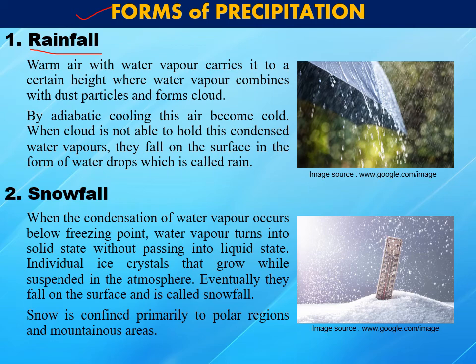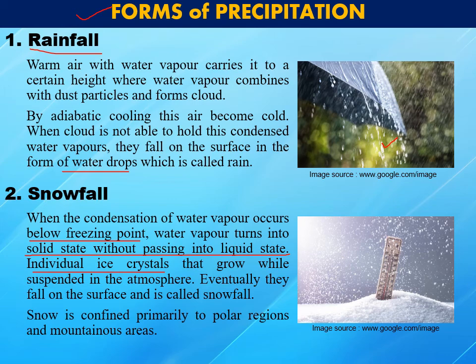When the condensation of water vapors in the upper level of the troposphere occurs below freezing point, then water vapor turns into solid state without passing into the liquid state. So this is the conversion of water vapor directly to solid ice crystals, which occurs higher up in the atmosphere, and due to this conversion fine, small, fluffy ice crystals are formed. They grow while they are suspended in the atmosphere. Eventually, with increase in weight and further collision of these ice crystals with each other, they increase their mass, and with time they fall on the surface as snowfall.